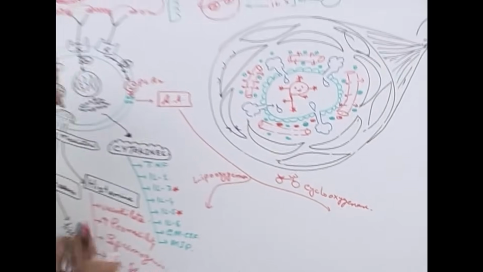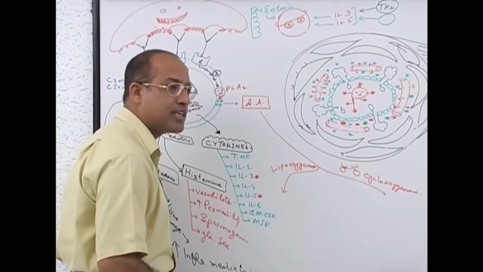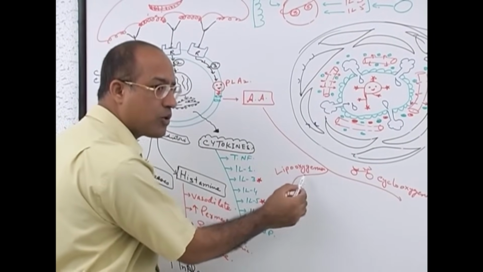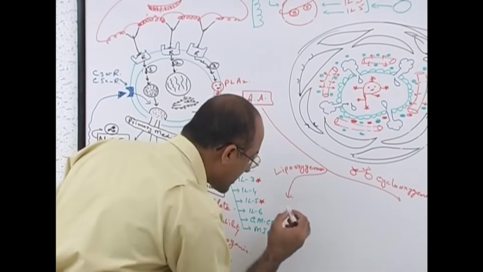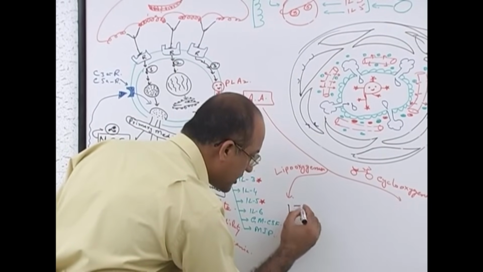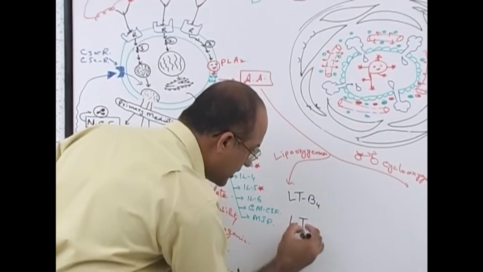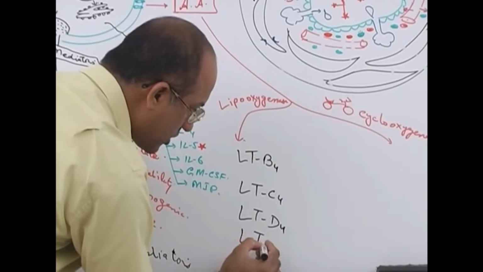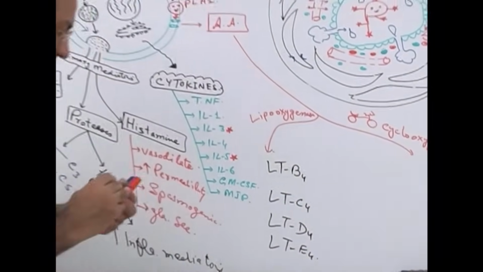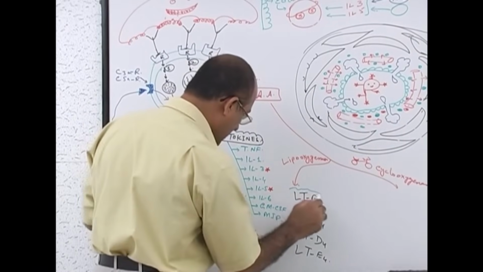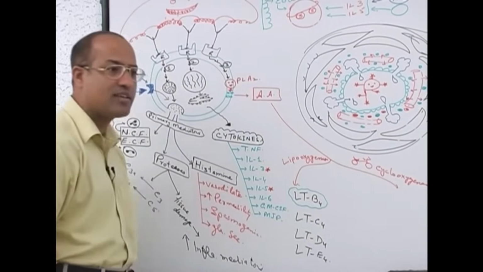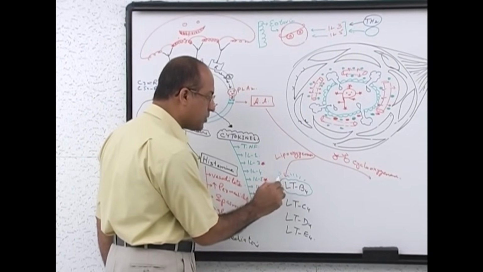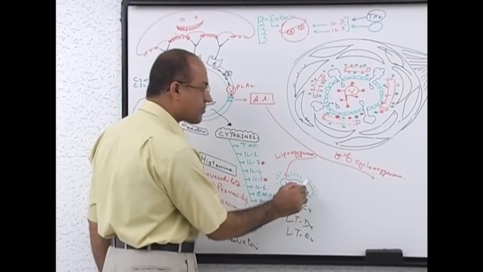Now what really happens? Along the lipooxygenase pathway, there will be production of different types of leukotrienes. The arachidonic acid will progressively break down into final products: leukotriene B4, leukotriene C4, leukotriene D4, and leukotriene E4. Now you have to remember one thing: leukotriene B4 is a strong chemotactic agent for neutrophils.